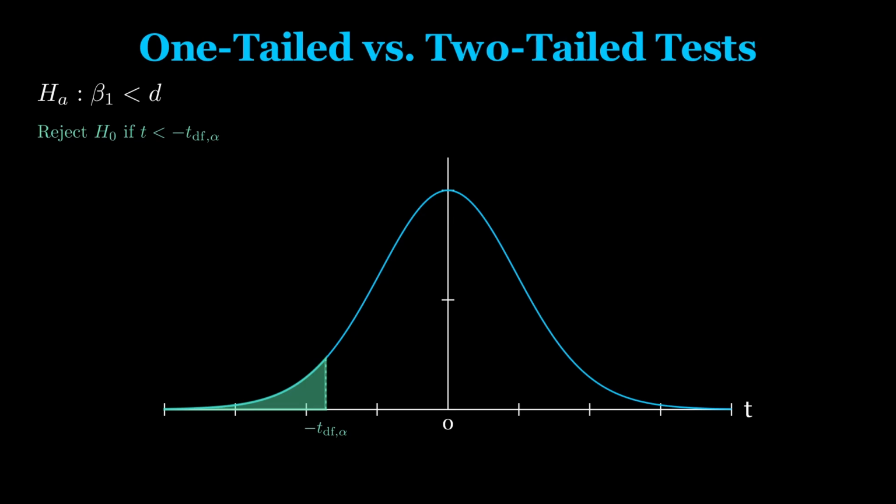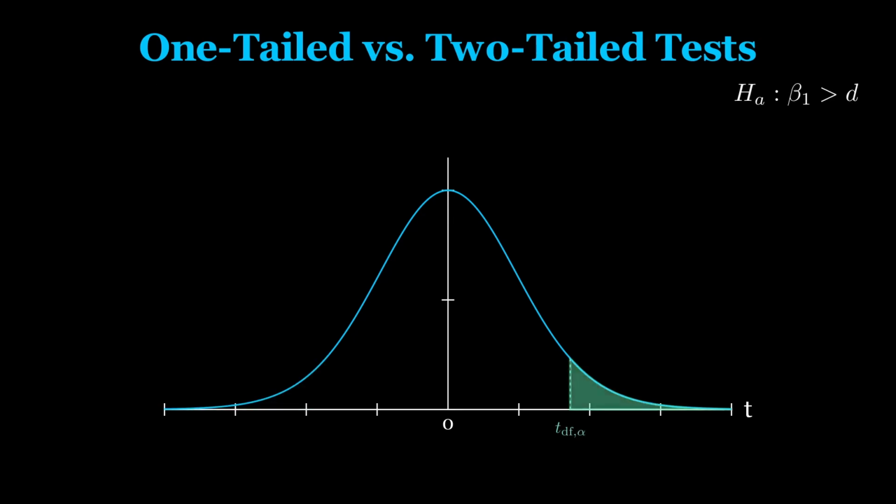Anyway, you'd specifically test whether the coefficient is negative. The entire significance level alpha sits in the left tail, and we reject the null hypothesis when t falls below the negative critical value. For a right-tailed test, the alternative states beta 1 is greater than d.